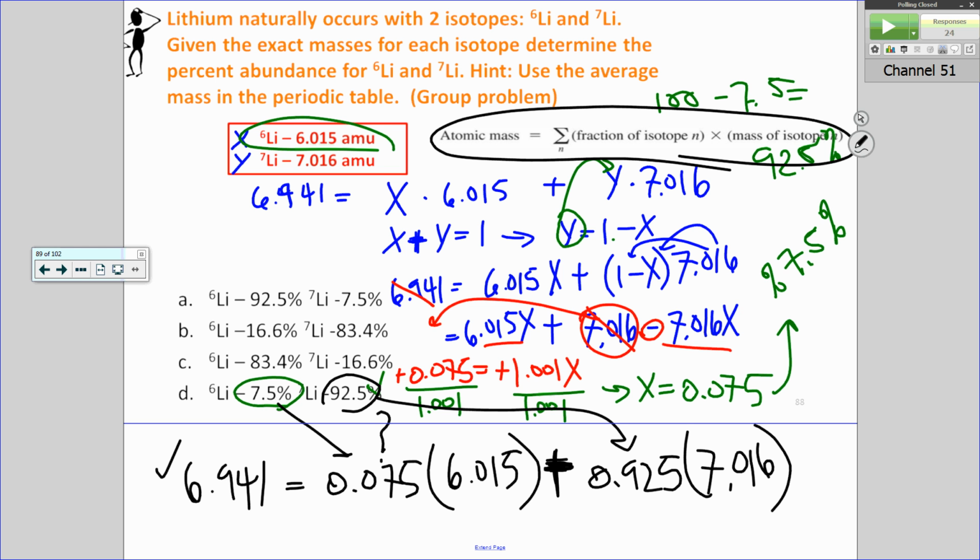Okay, so if you think you've done it right mathematically, this is the check you can always do at the bottom to make sure that you did do it right. So when you come up with the percentages, this is the way you check it.